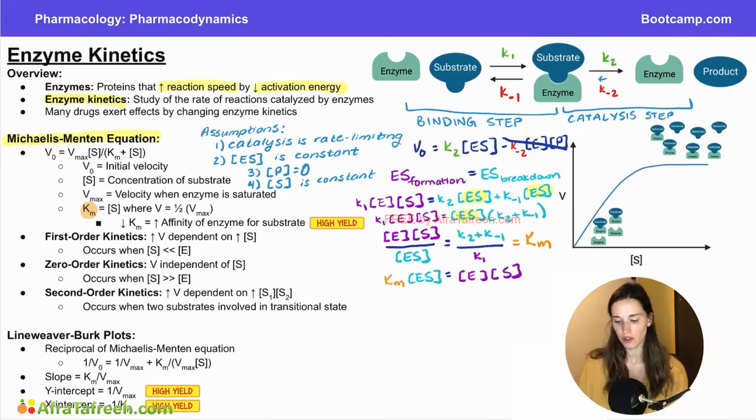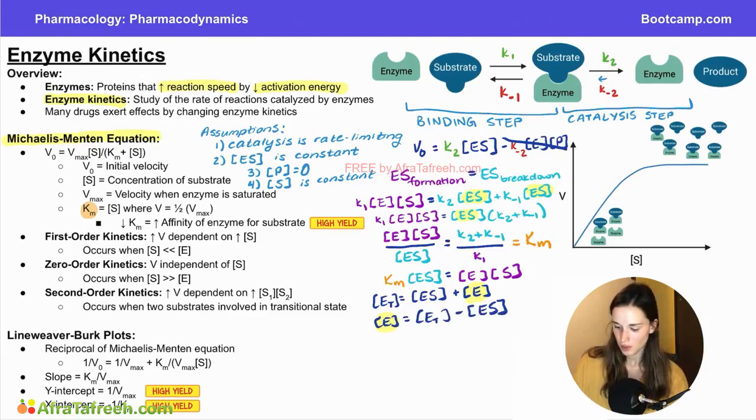And then remember that I mentioned earlier that we can't easily measure either the enzyme that is bound to the substrate or the free enzyme, but what we can measure is the total amount of enzyme. And we know that the total amount of enzyme is going to equal the enzyme-substrate complex plus the free enzyme. And if I rearrange this equation to solve for the free enzyme concentration, that's going to get me that the free enzyme concentration is equal to the total enzyme concentration minus the enzyme-substrate complex. And now I can substitute this term in for the enzyme concentration here.